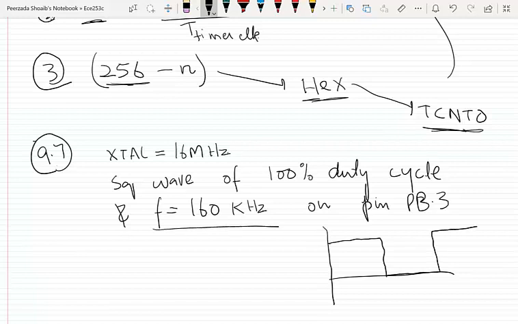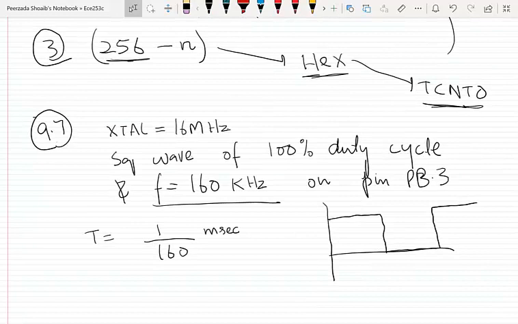So frequency is 160 hertz. What will be the time period? Time period simply will be 1 divided by 160 seconds, or I can calculate it. 1 divided by 160. Let me get the calculator.